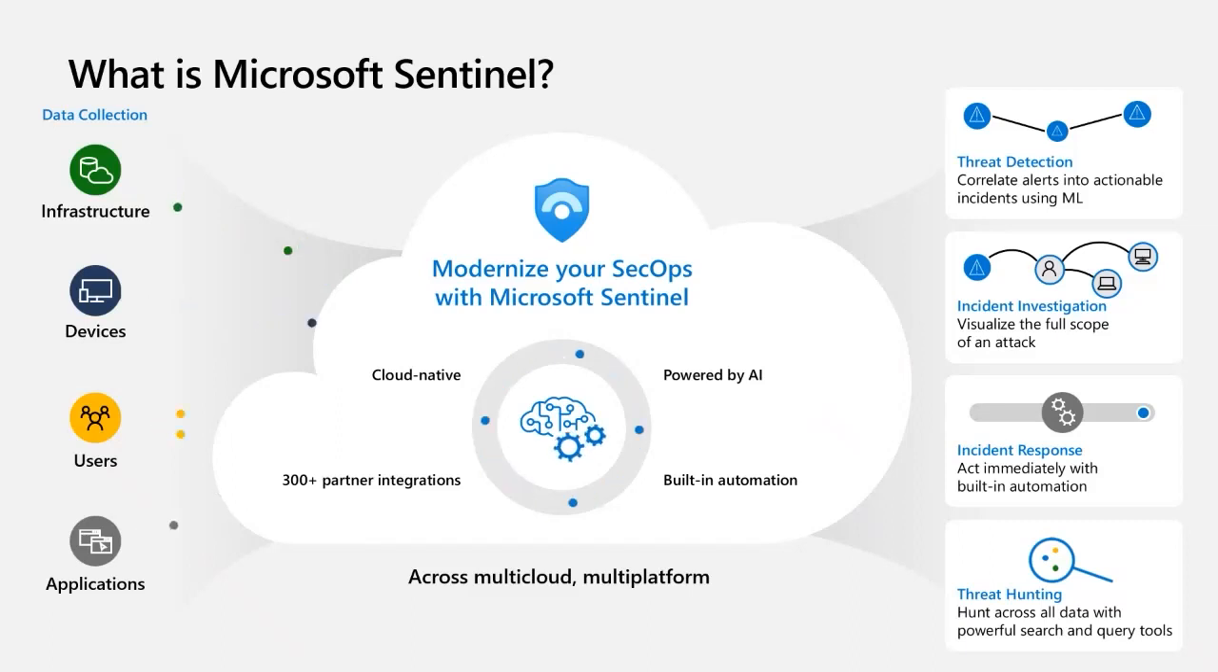Now, what does a SIEM system normally do? So it's essentially a data aggregator. With Sentinel, you can collect data from all your sources, both on-prem and in multiple clouds, and then afterwards analyze it using threat intelligence and advanced analytics. So Sentinel will help detect threats and helps you prioritize the most important alerts. You can also use Sentinel to hunt for suspicious activities.